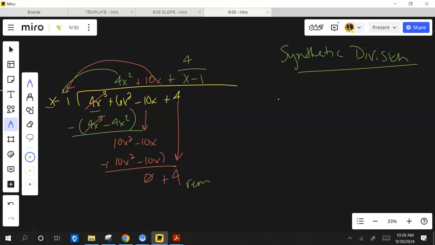All right. Synthetic division. This only can be used when you divide by x plus a number, or yes, x minus a number. There can be no exponents and there can be no leading coefficients on x, okay? It's just x plus a number, x minus a number. That's it.